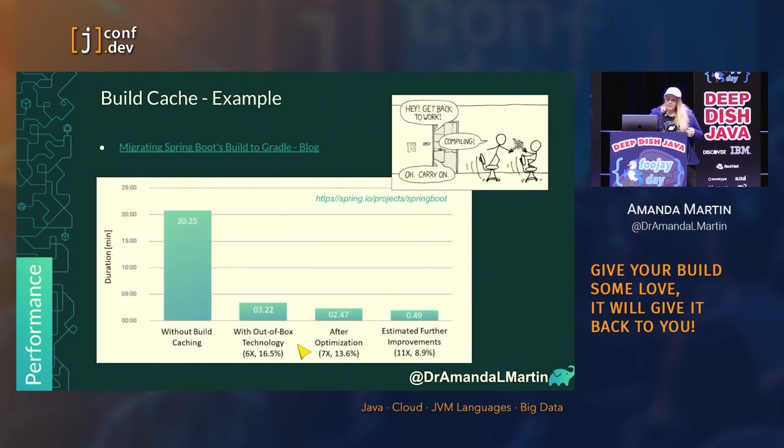Everyone's using this already. Some of the things that aren't being used, though, is the build cache. It is amazing to me how many people haven't turned it on. And yes, this is from Justin's talk, although the data here is different. This is data from Spring Boot. And here they had a build that took 20.25 minutes, and that was just how long it took to build. And then when they used just build cache, it dropped to 3.22. It's a pretty big drop. And this is just with using build cache.